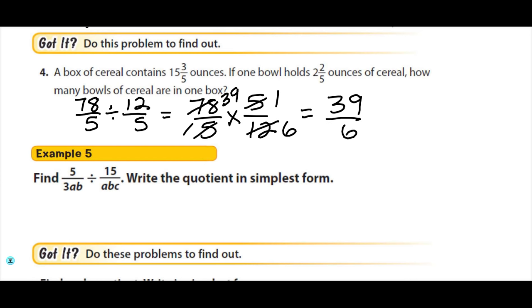1 times 6 over 6. So that's going to go in 6, and that'd be 36. So there'll be 3 left over. So 6 and 3/6, which is 6.5. And that would be bowls. All right, so 6.5 bowls.